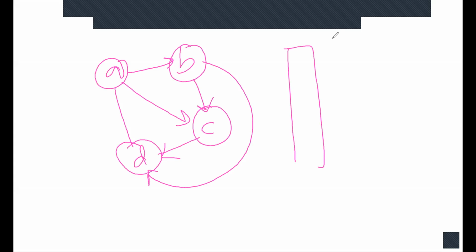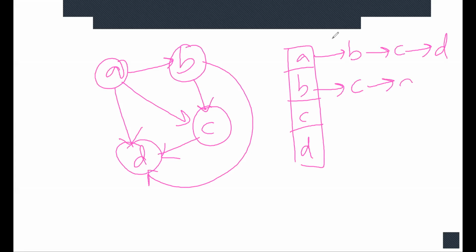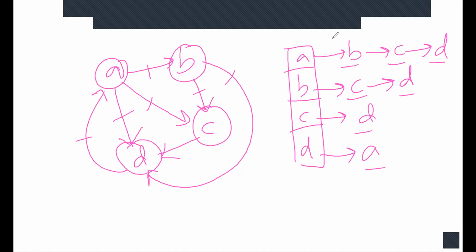So when I try to make an adjacency list for this, A is connected to B, A is connected to C, A is connected to D, B is connected to C, B is connected to D, C is connected to D only, and let's say D is connected to A. So how many edges are we talking about? 1, 2, 3, 4, 5, 6, 7. And how many edges do we have in the adjacency list? 1, 2, 3, 4, 5, 6, 7. So we have an equal number of edges in the linked lists of the adjacency list.